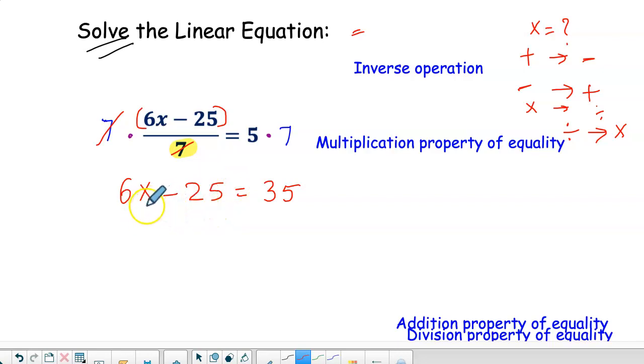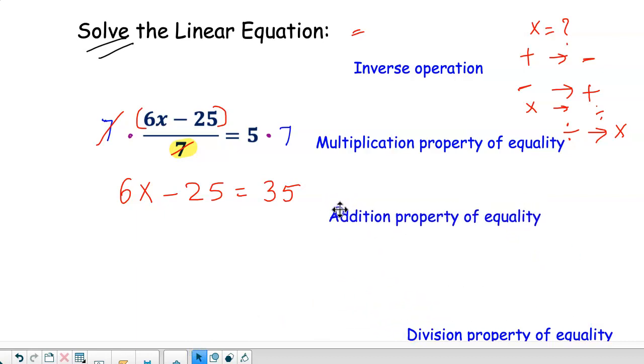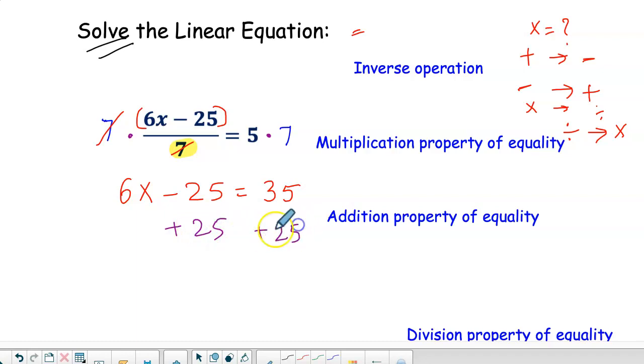25 which is away from this 6x. So let us simplify. Remove this 25. And you see it is a negative sign. The inverse operation of a negative is what? It is the addition property of equality. So let us go ahead and add 25 on both sides. So I added 25 on both sides. On adding this 25 on both sides, what is left now? The inverse operation of negative 25, the opposite of negative 25, is positive 25, just to cancel that. Like how you cancelled 7 there, now you cancelled 25.